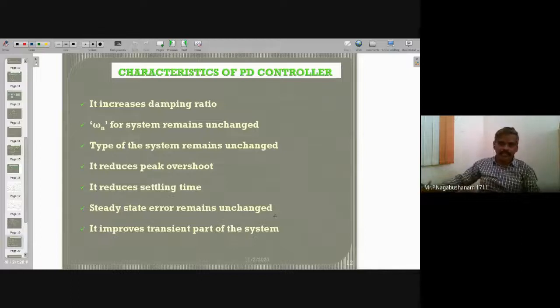PD controller, check it out. If you use a PD controller in a second order system, it will increase the damping ratio. Yes, it will increase it. This is the derivation that I gave. If I give the direct statement, it is meaningless.